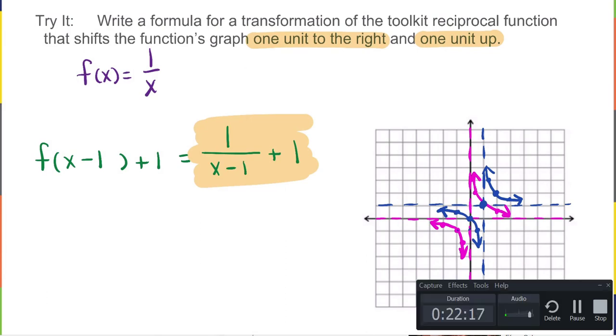Okay, this video is going on for 22 minutes, so we're going to pause here and we'll pick back up in part 2.